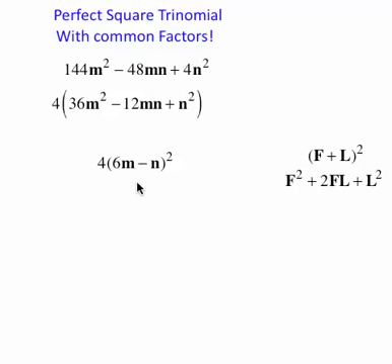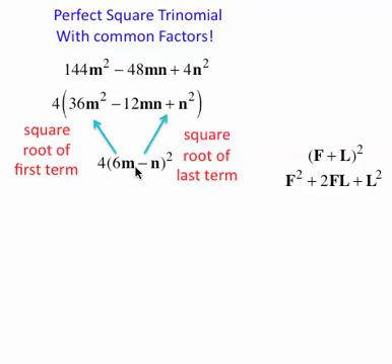So 2 times the first times the last gives us our middle term. So now we know it's a perfect square trinomial. And since it is a perfect square trinomial, all you have to do is take the square root of the first term, take the square root of the last term, and remember that the sign in the middle is going to be the same as the sign of the middle term up here. And that's it.